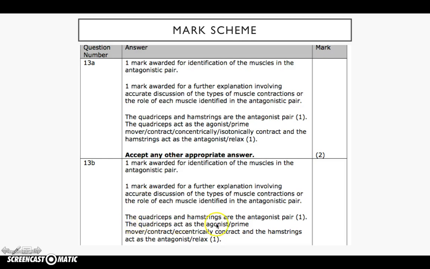the quadriceps and hamstrings are the antagonistic pair. The quadriceps acts as the agonist, eccentrically contracts, and the hamstrings acts as the antagonist, relax. So it's exactly the same, just the opposite with regards to contraction type. So if you can be aware of the confusion between the agonist concentric and the agonist eccentric, it's really important because a question of this will come up in your exam.